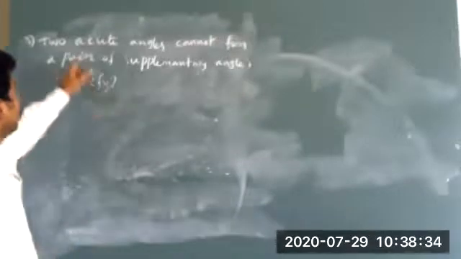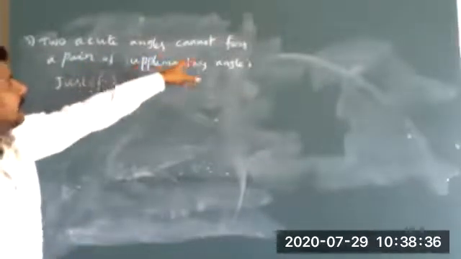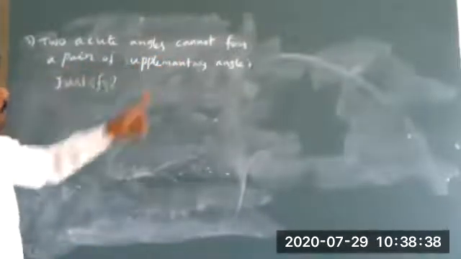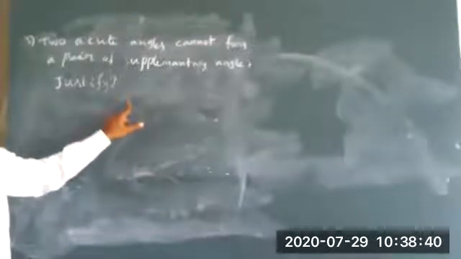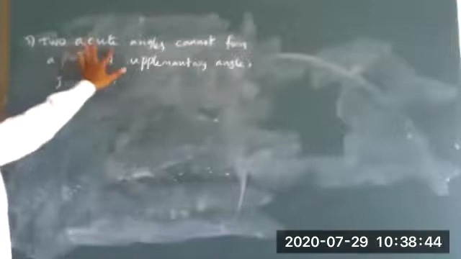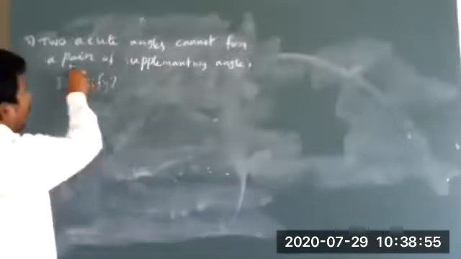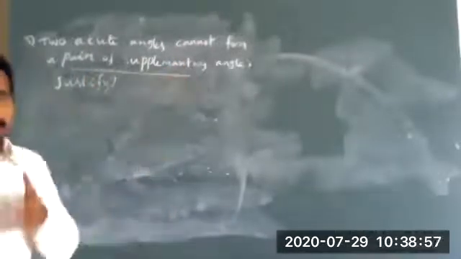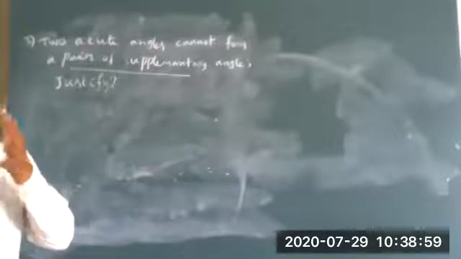See, children, two acute angles cannot form a pair of supplementary angles. Justify. This is the given question. First, what about an acute angle? It lies between 0 degrees and 90 degrees. So, what about a pair of supplementary angles? Supplementary means the sum of two angles is equal to 180 degrees.